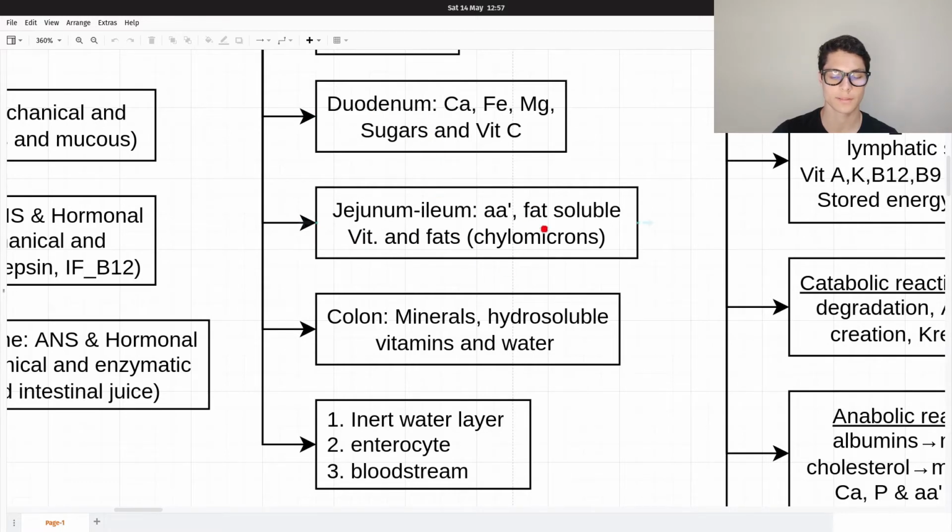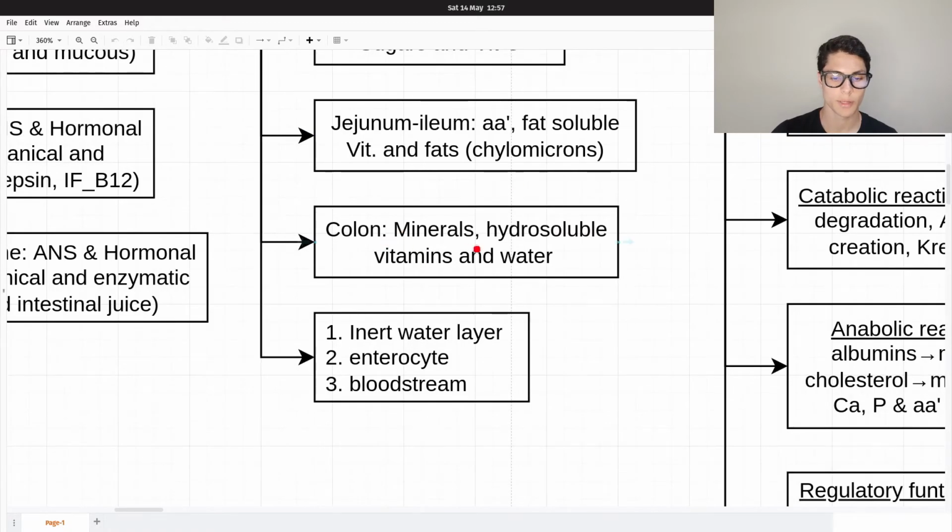And then the fats are going to get into chylomicrons, especially the long-chain fatty acids, and they will enter the lymphatic system. They do not go through the blood straightforwardly. Whereas the other nutrients that are not fats enter the portal hepatic circulation and go straight to the liver.